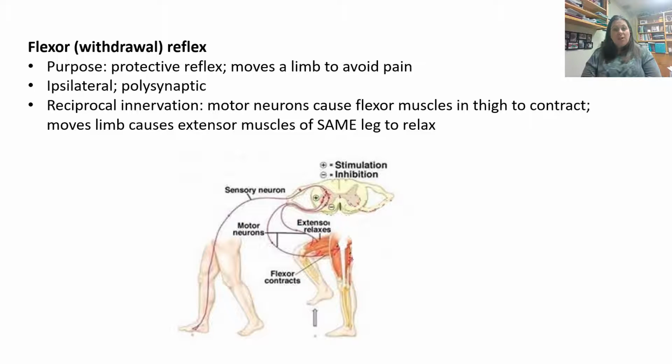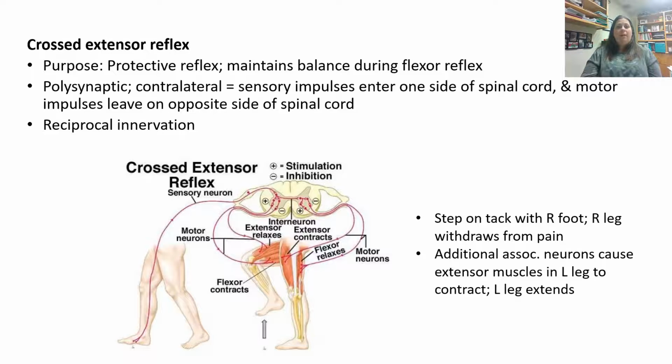So let's just say you stepped on something. Okay, it could be a Lego, a tack, a Barbie brush, whatever it might be. You stepped on it, it causes pain, and you pull your foot up. This is a flexor reflex. So the flexor muscles are going to contract to pull the leg up, and the extensors have to relax. So again, reciprocal innervation takes place.